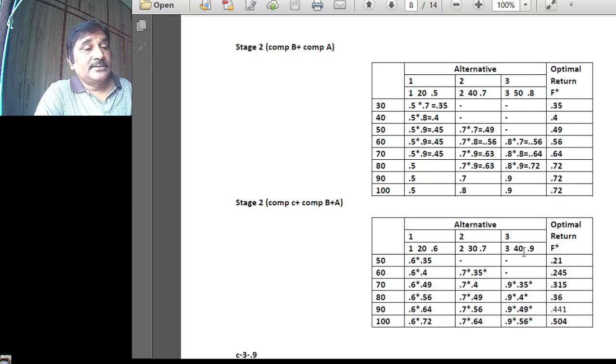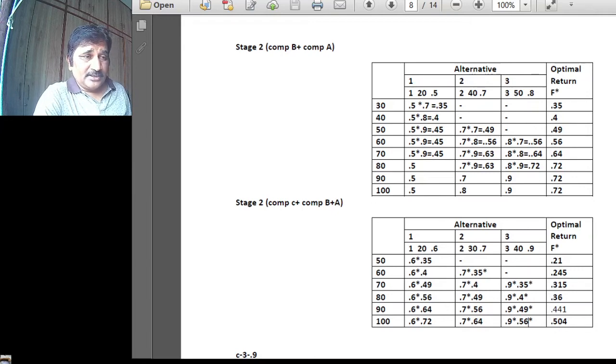Okay, but you need to have 40 plus 30, 70 rupees minimum. Only after that does this alternative make sense, otherwise your circuit won't have component B and component A. All right, so after you have 70 rupees, you can use this alternative whereby the return will be 0.9, first component, and second component will be 0.35, 0.4, 0.49, 0.56, right?